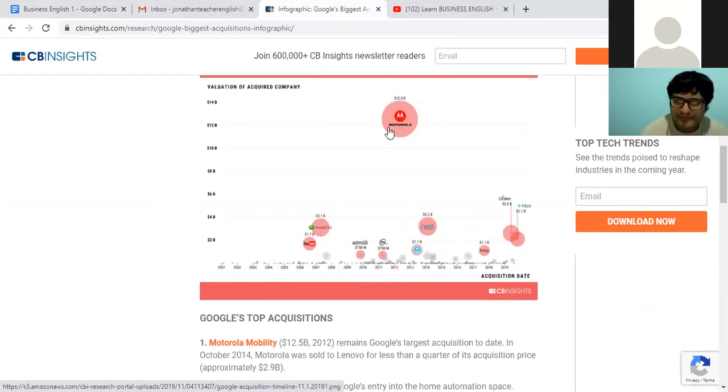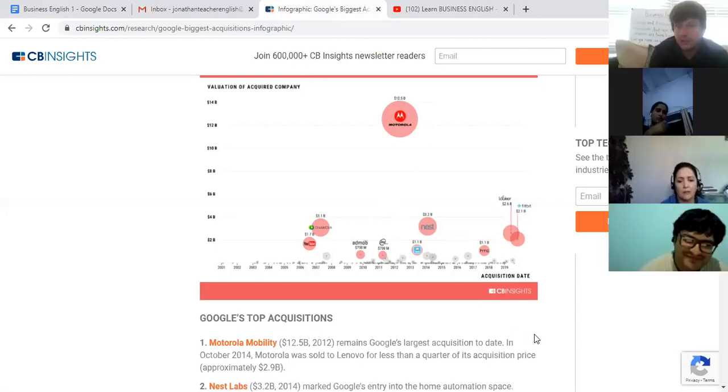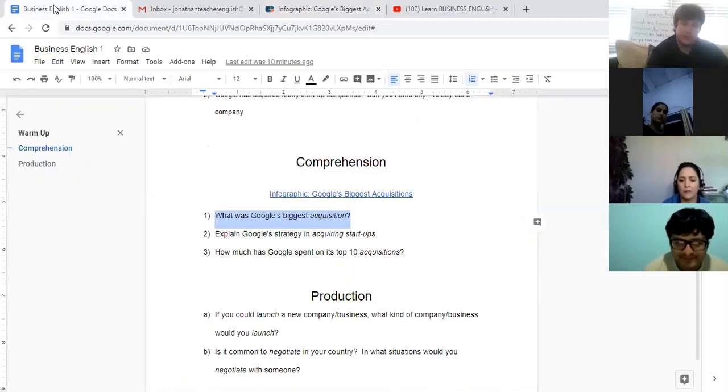Look how much more they spent on Motorola all the way back in 2012. And 2 years later, they sold it for less than a quarter of its price. So in 2012, Google buys Motorola for $12.5 billion. In 2014, they sell Motorola for $2.9 billion. So really, it was a terrible acquisition. In 2 years, Google lost $10 billion by acquiring Motorola. Awesome job, Moro.